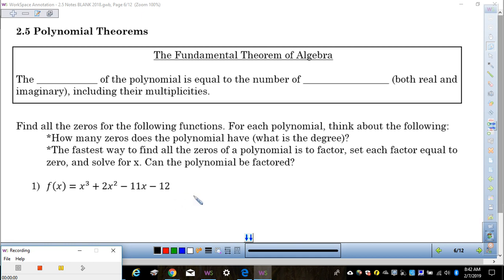Hi everyone, this is Mrs. Sharrow, and in this lesson we are going to look at two polynomial theorems in 2.5. We're going to start by taking a look at the fundamental theorem of algebra.